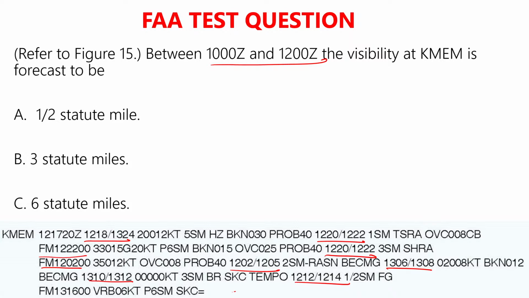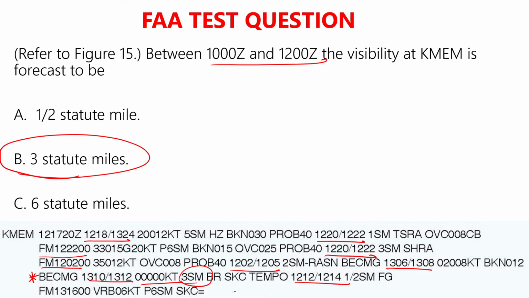So what we're looking for is 10 to 12. Where the line actually starts is right here, where it says becoming on the 13th day from 1000 Zulu to the 13th day at 1200 Zulu. We have wind is calm, and there's our magic number right there: 3 statute miles of visibility. We've got mist, which is our BR, and then sky clear, SKC. So the correct answer on that one is going to be 3 statute miles. All right, good job, everybody. We got about 84% of the class with the correct answer there.